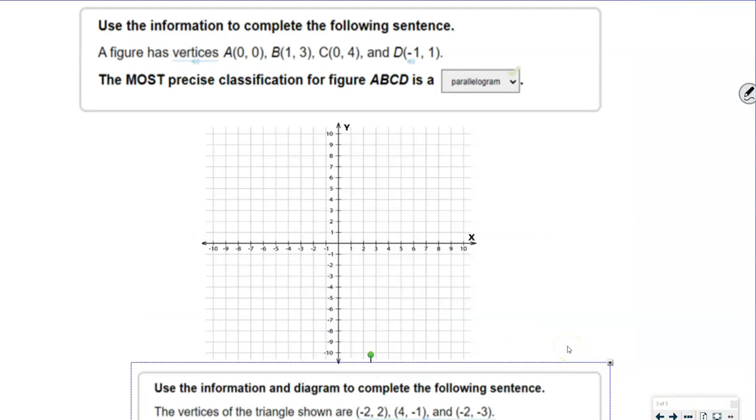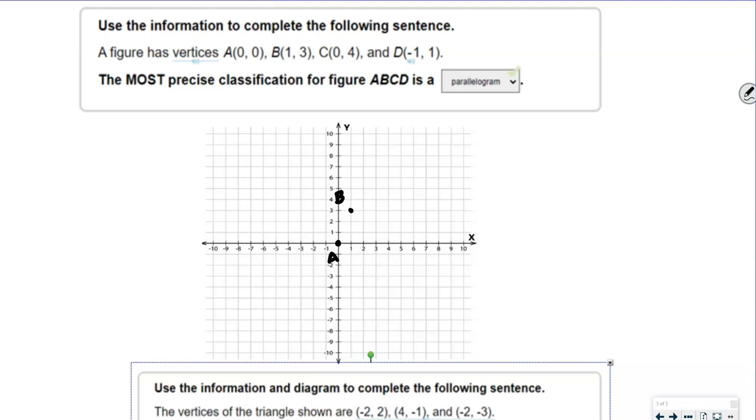All right, so the next one says use the information to complete the following sentence. A figure has the vertices (0, 0), (1, 3), (0, 4), and (-1, 1). What's the most precise classification for the figure ABCD? So let's go ahead and label these. And you guys had scratch paper, so you should have used it. (1, 3) here. This is our B. Then our C is at (0, 4).